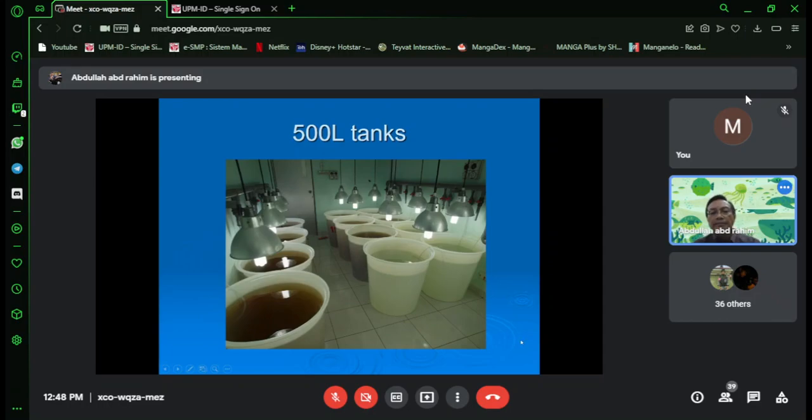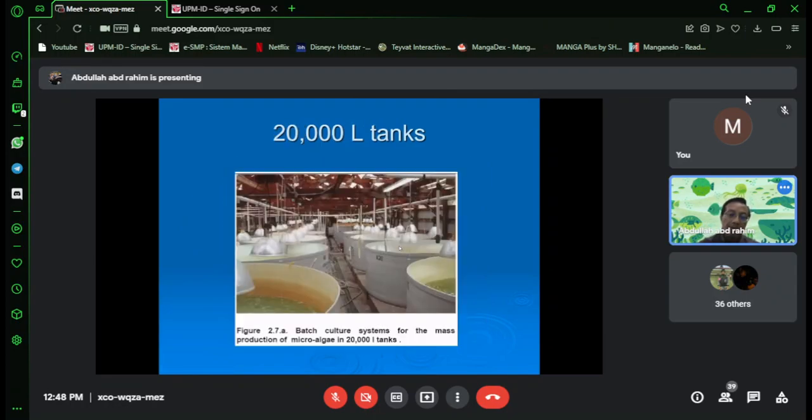Okay. Now, if you notice also, the tank here is a bit translucent. You can see that the light can go through, right? On the left and the right side, everywhere around here. This is to make sure that the microalgae has enough light within the tank and also from the top. This is a bigger tank, which is about 20,000 liter or 20-ton tank, where we do mass production of microalgae.